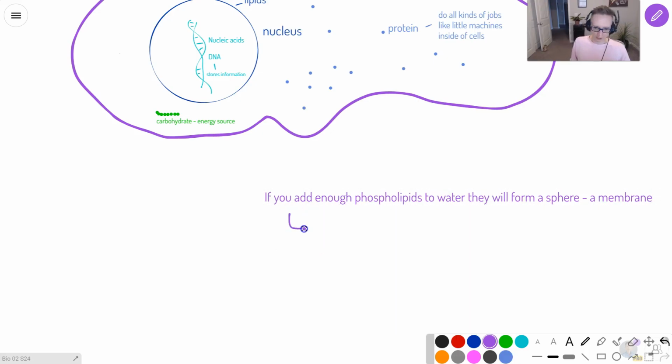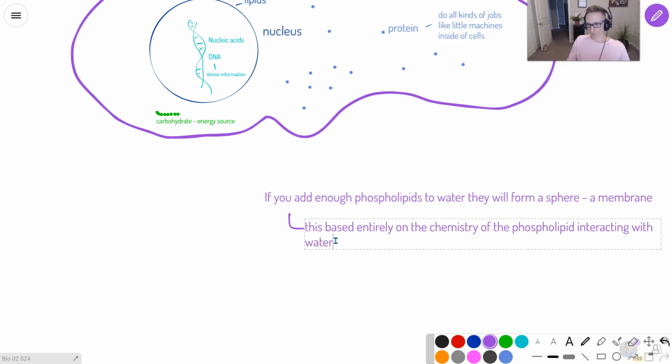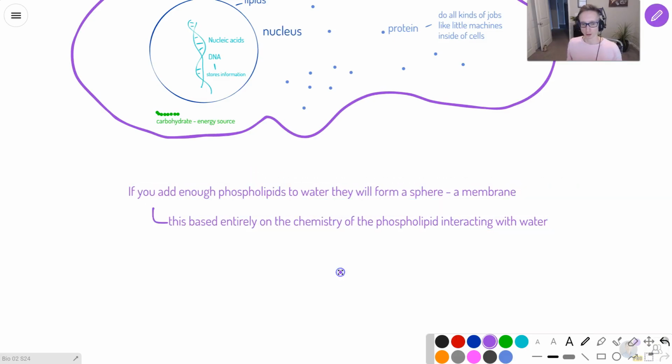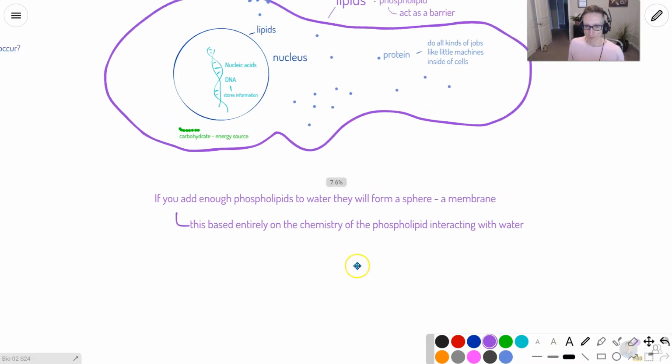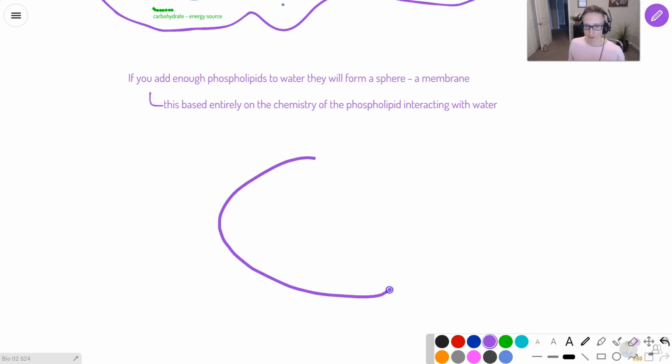And this is based entirely on the chemistry of the phospholipid interacting with water. So not only is water a really special molecule, but phospholipids are this really special molecule. They essentially make a nascent beginning cell on their own just by being in water. Okay? So now we got a phospholipid sphere just like this going on.